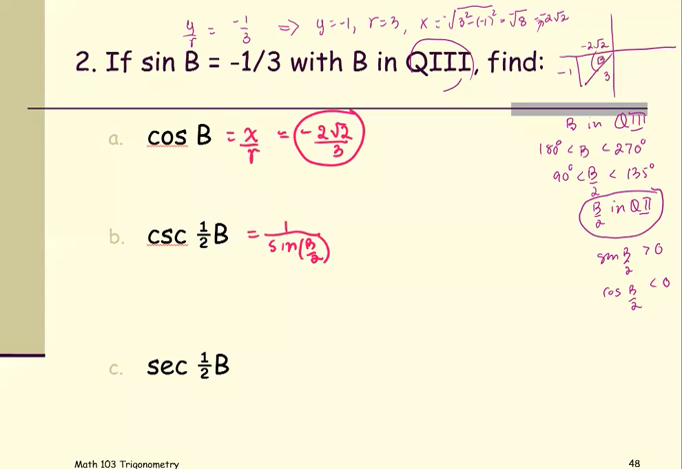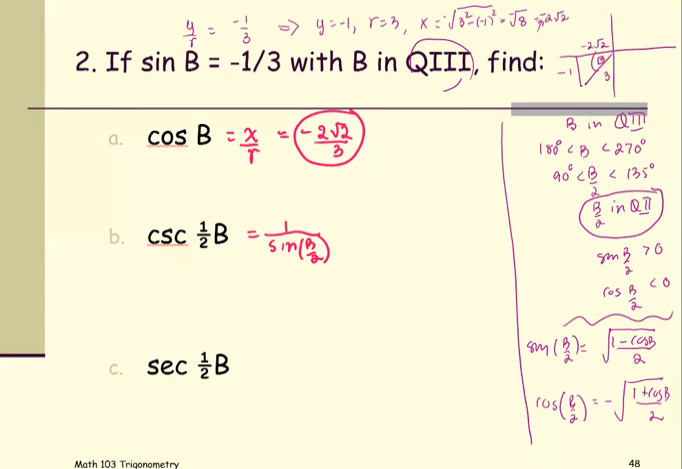We're going to use the half angle formula. For the sine half angle, the formula is the square root of 1 minus cosine B divided by 2. The sine is positive, so we keep that one. For the cosine half angle, since the cosine is negative, it is negative square root of 1 plus cosine B divided by 2. Now we're going to use this information to answer the problem.